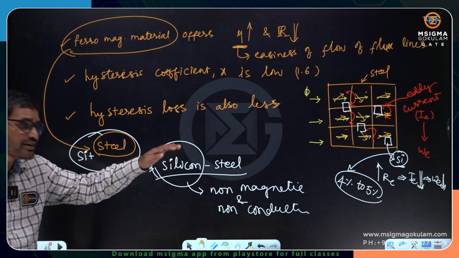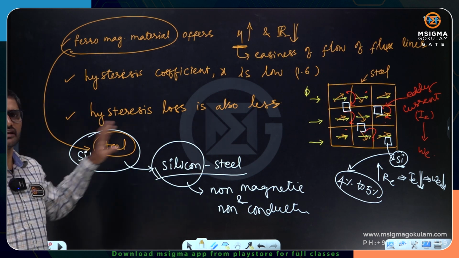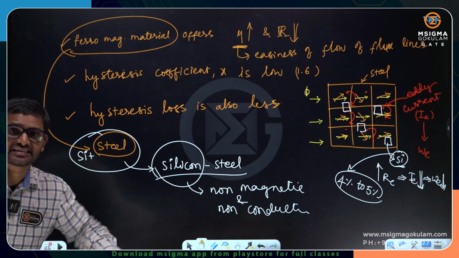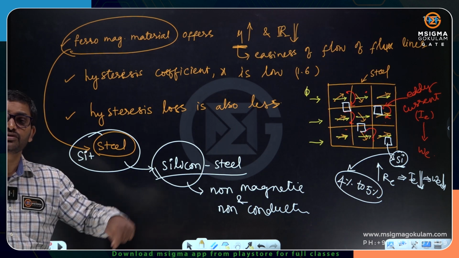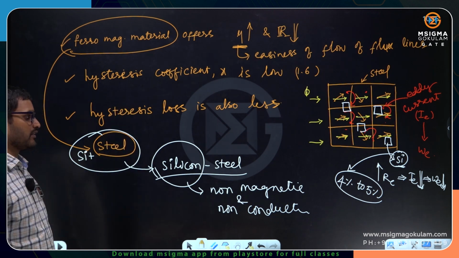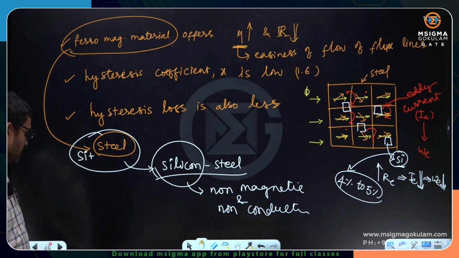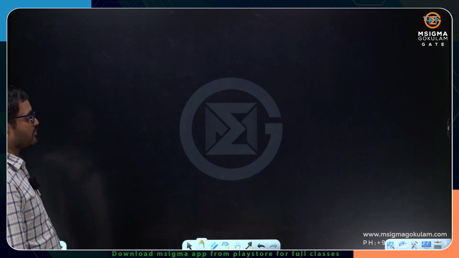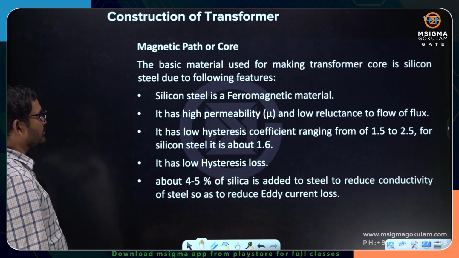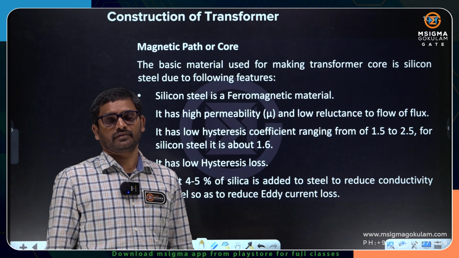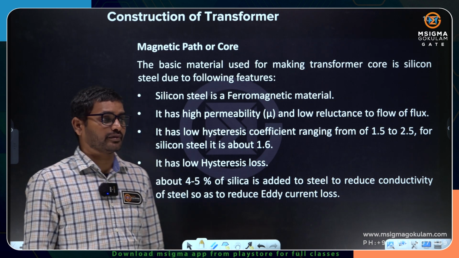So in order to reduce the eddy current losses, we add silicon. Otherwise, we don't. Silicon purpose is not to minimize the hysteresis losses. Silicon purpose is to minimize the eddy current losses. If you want to reduce the eddy current losses furthermore, okay, don't try to add more and more silicon. Please try to go for another alternative method.